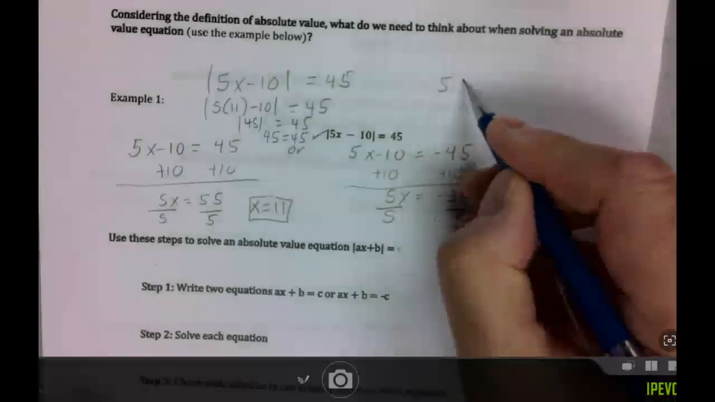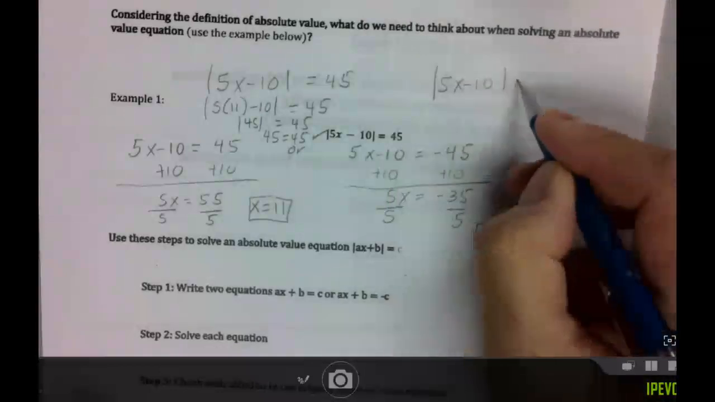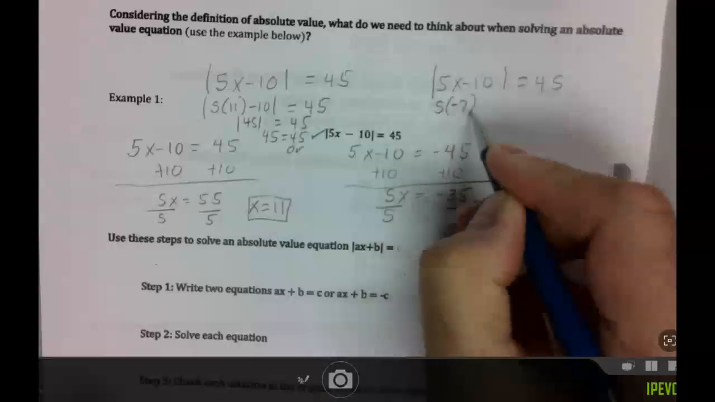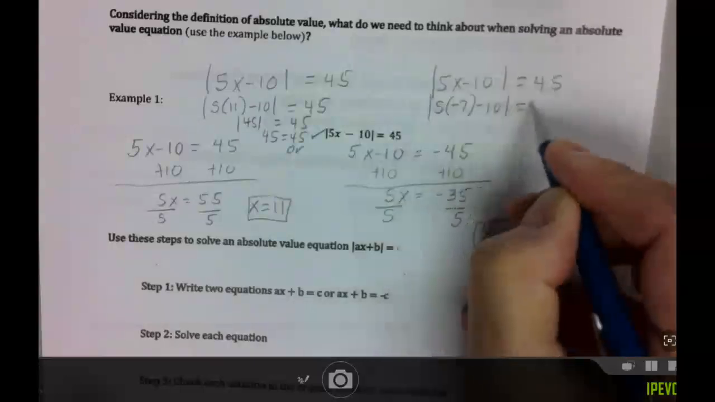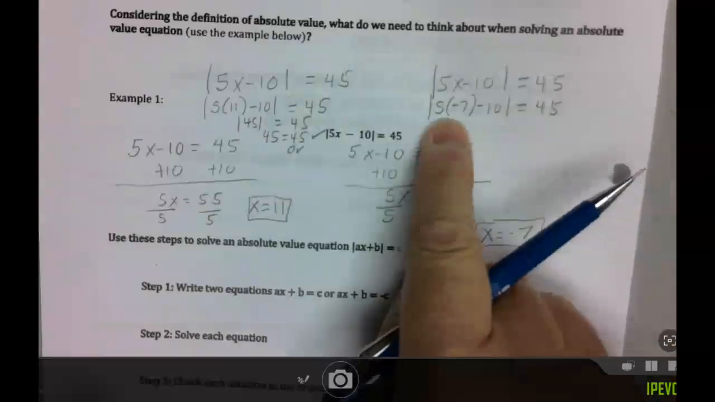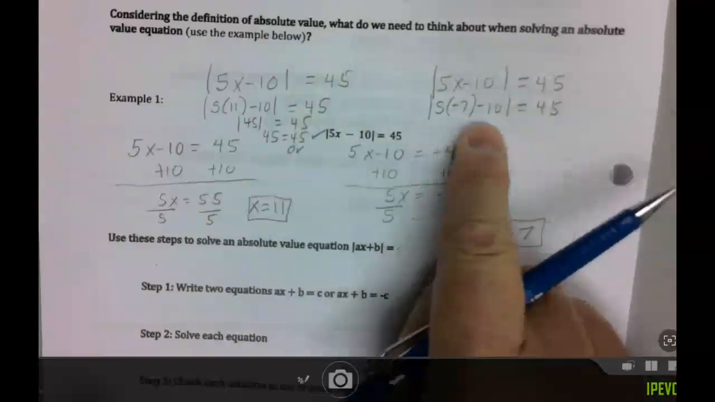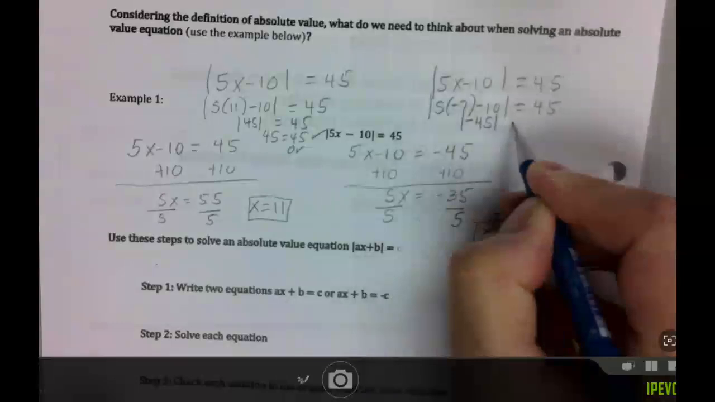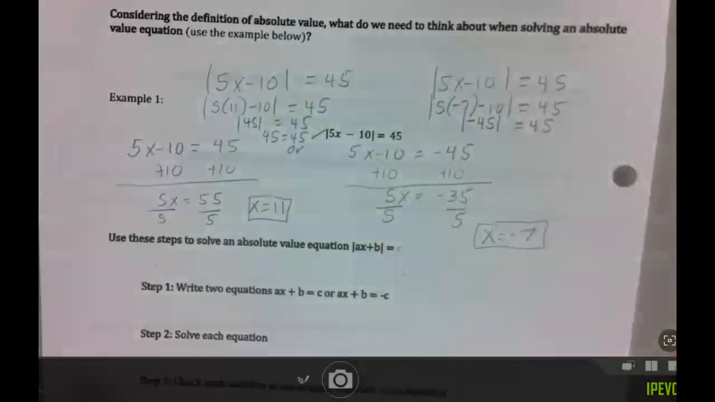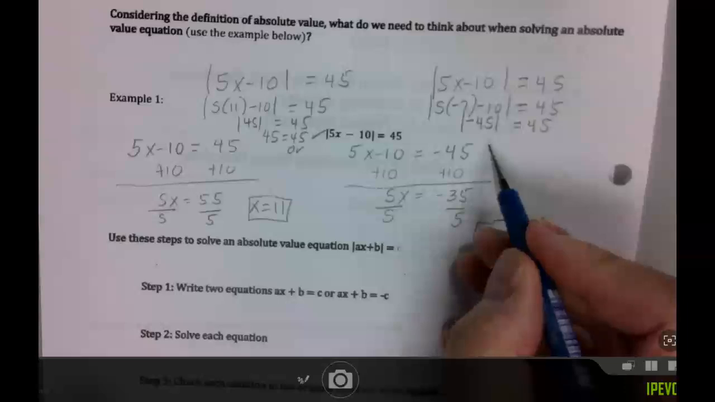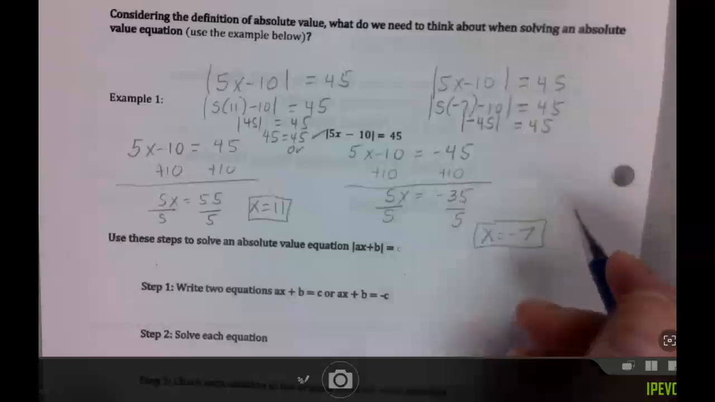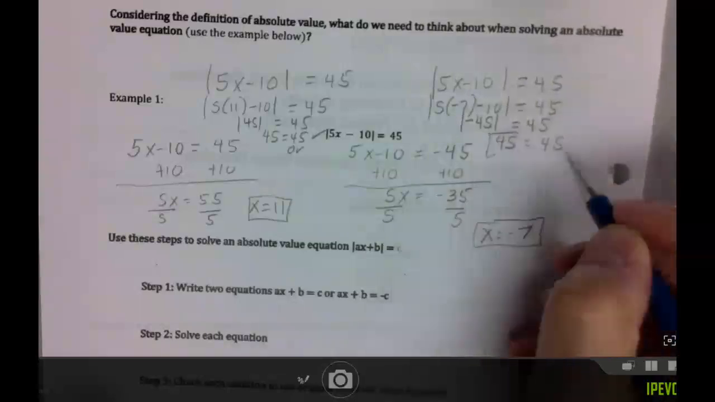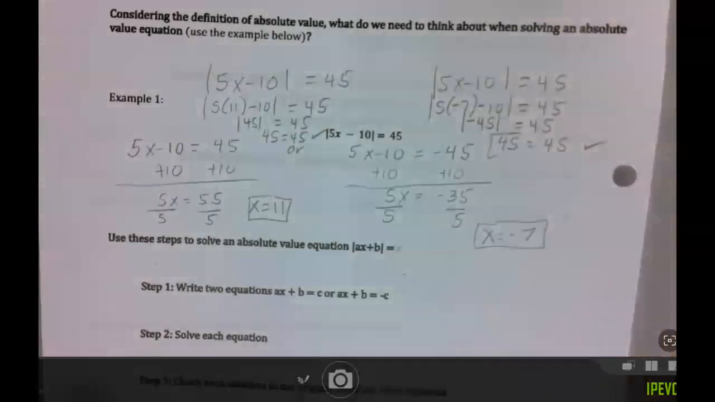Take the same absolute value equation and evaluate it or check it. So I take 5 times negative 7 minus 10, absolute value, equals 45. Negative 35, correct? Minus 10 is negative 45, correct? Everybody see where I'm at? And what's the absolute value? Negative 45 is also what? Positive 45. So those two values check. It checks, doesn't it? So those two are your solutions.